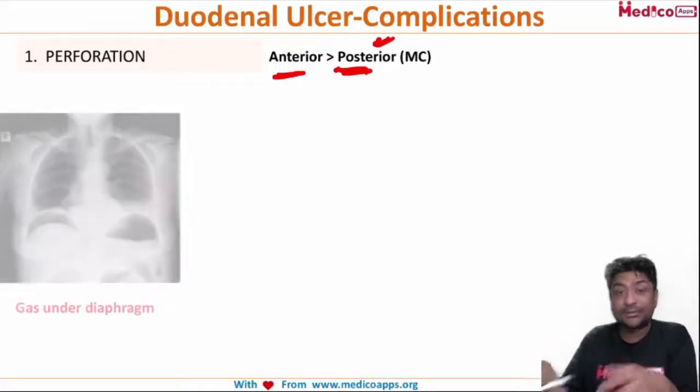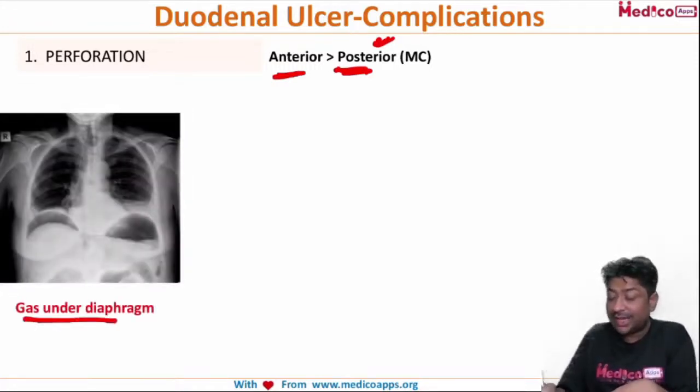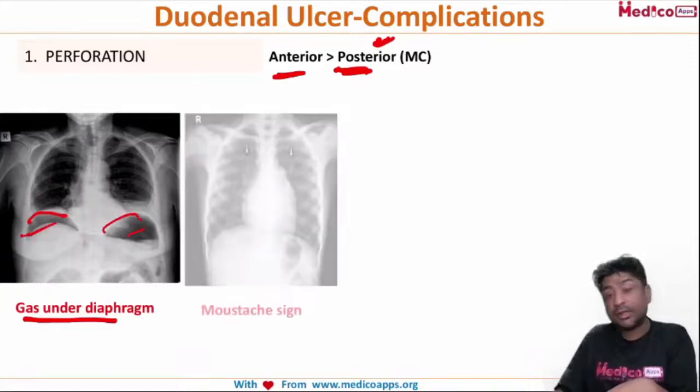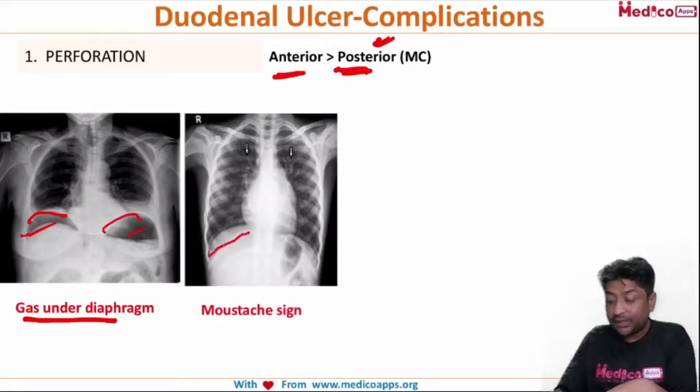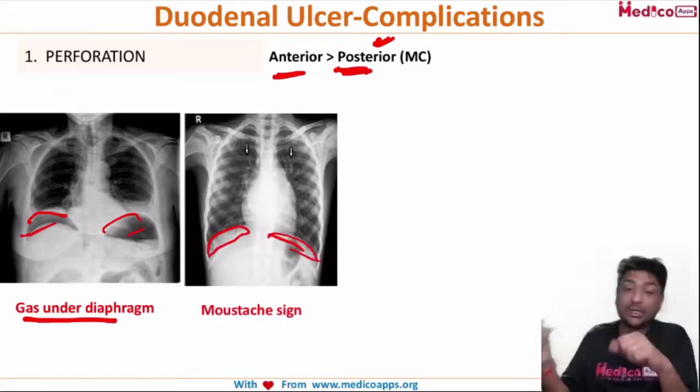So there are some images which I would like to show. First is very easy, gas under the diaphragm. So you can see these are the diaphragm, and you can see the gas under the diaphragm. You can also have a mustache sign. Again, it is a representation of gas under the diaphragm. So you can see like a mustache sign.